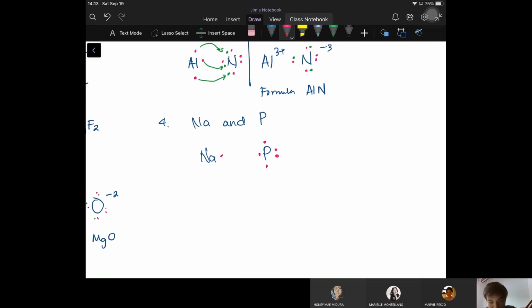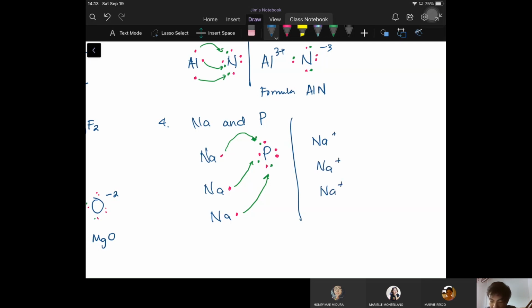So, may isang sodium lang tayo. Si phosphorus, kailangan niya ng 3 electrons. So, we need 3 sodium, no? Sulat ko na yung mga sodium natin. And each of these electrons will go para may makapair siya doon. Okay, so yan. So as a result, we will have Na na wala ng dots.